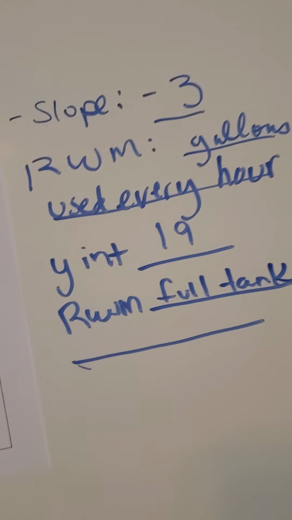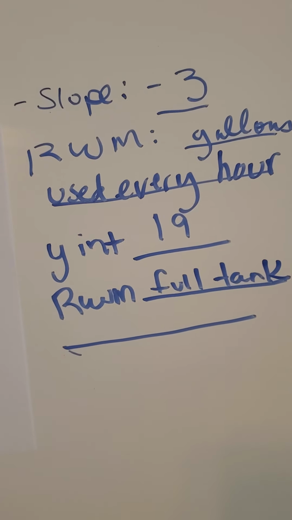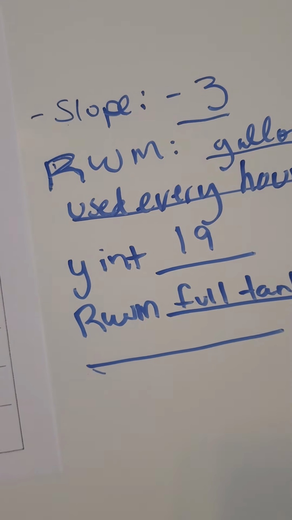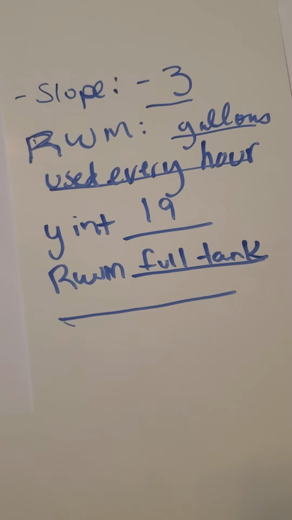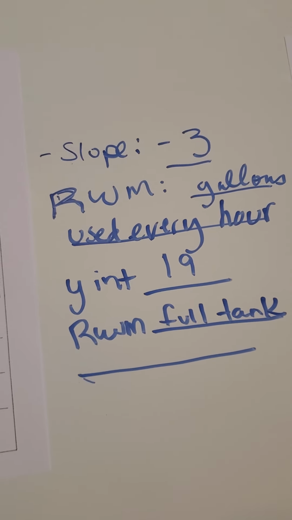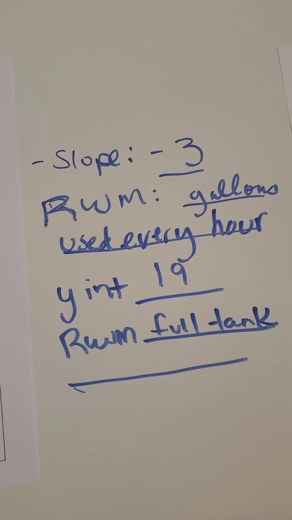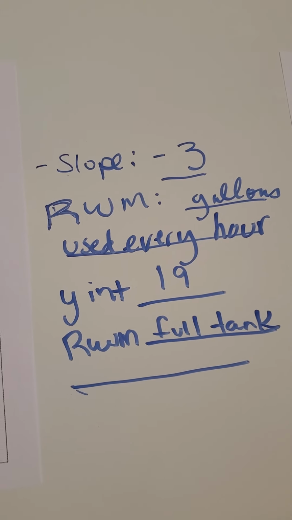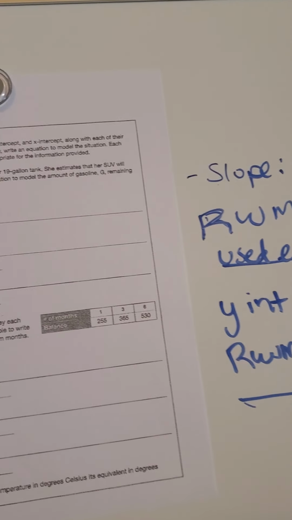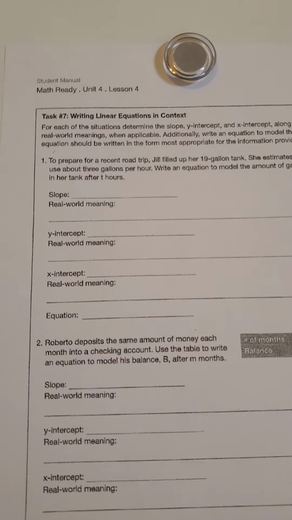All right, so everybody good on that? We got our slope and our y-intercept, and I apologize about my handwriting. It's not really that pretty when I'm trying to do this, but I'm doing my best. All right, so slope is -3. That's how many gallons you used every hour, and my y-intercept is 19. That's a full tank of gas. Now, the only other thing that they want to know is x-intercept.